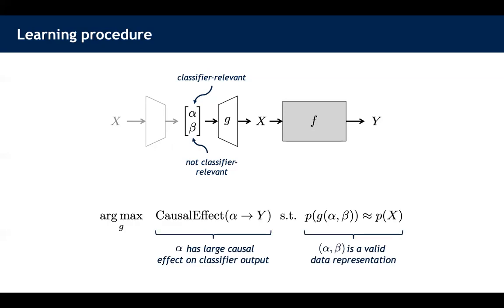Our learning strategy looks like this. We learn a generative map that maximizes the causal effect of the alpha on the classifier output y, such that together the latent representation alpha beta is a valid representation of the data.